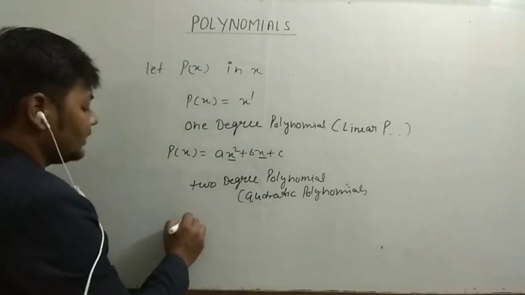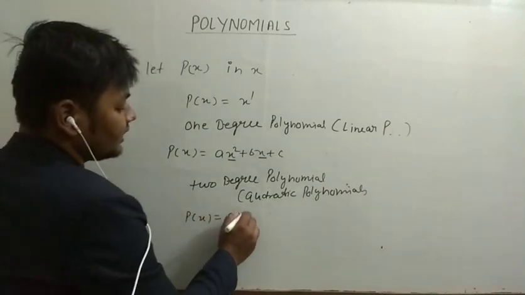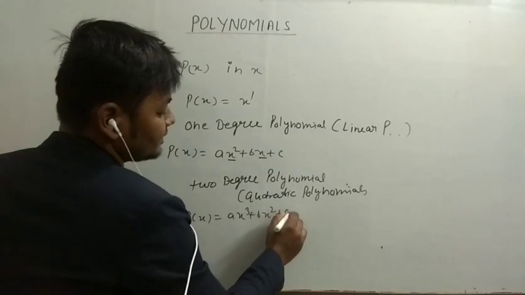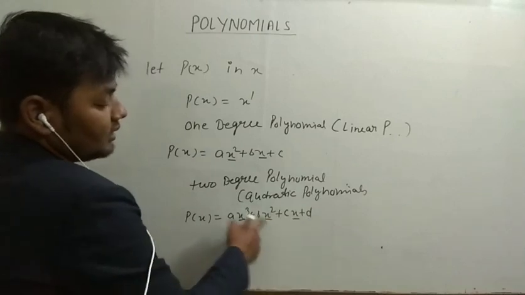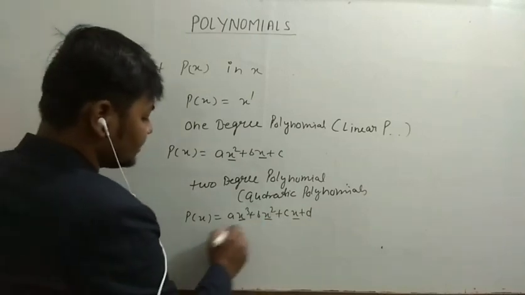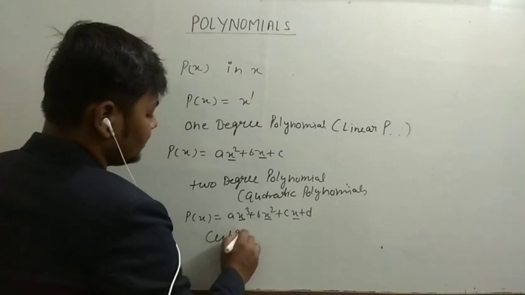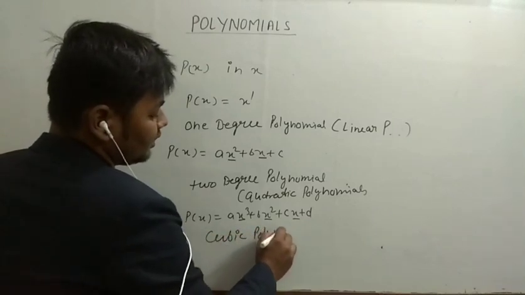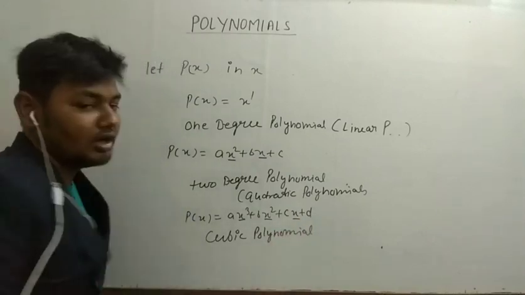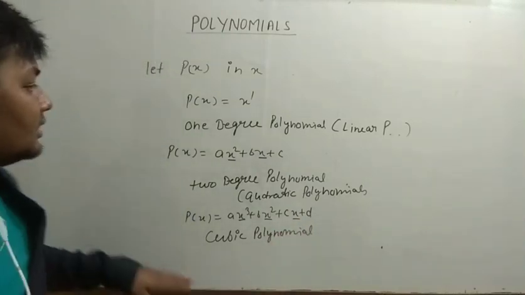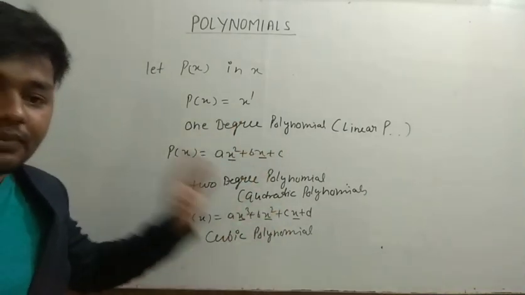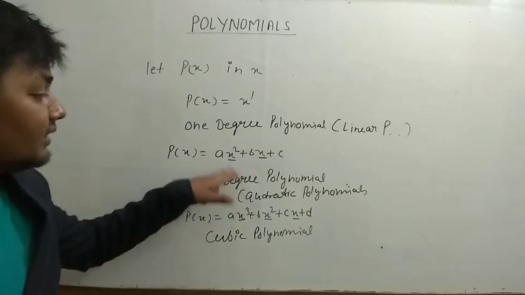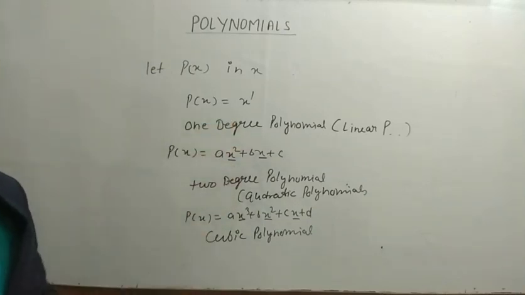Now if you consider p(x) is equal to ax cubed plus bx squared plus cx plus d, in this case you can see there is only one variable, but the highest power is 3, so we can call it a cubic polynomial. So basically we are studying here the 1 degree polynomial, 2 degree polynomial, and cubic polynomial within a single variable. You can see there is a single variable x. Okay, so further we will continue.